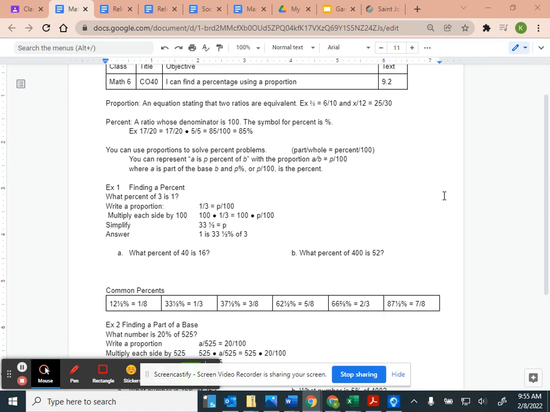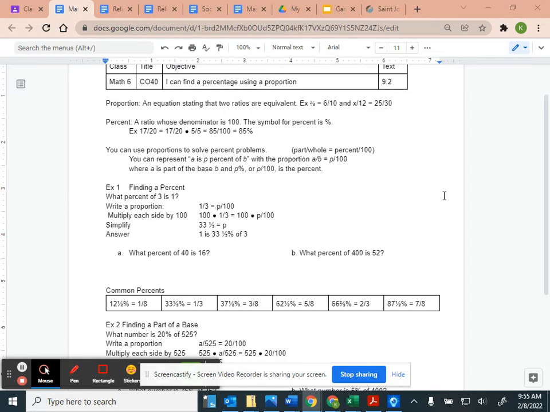Good morning. Today we are continuing with percentages. We are working on CO40. I can find a percentage using a proportion. Remember, the most important number when working with percentages is that 100. Centi means 100. So we want that 100 as our denominator.